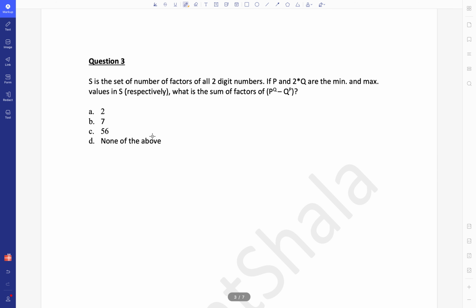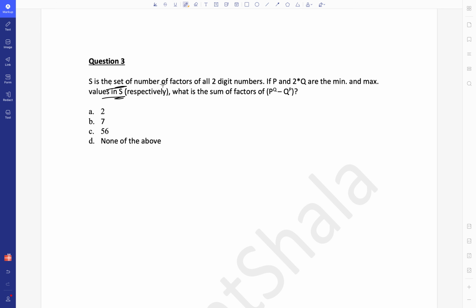Coming to the next question. So this says S is the set of number of factors for all 2-digit numbers. One thing many aspirants get scared by seeing this word set, the minimum and maximum values in S. So they leave this question just by seeing set. Make sure that you don't do this, because set will be used in a lot of questions where set is not actually required, it's just a terminology, as we'll see in this question.